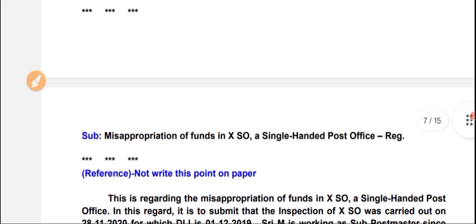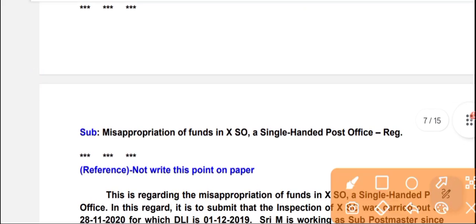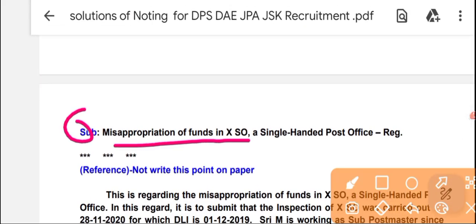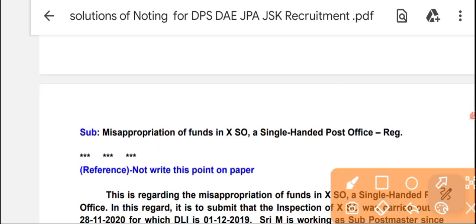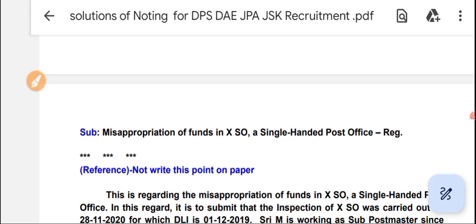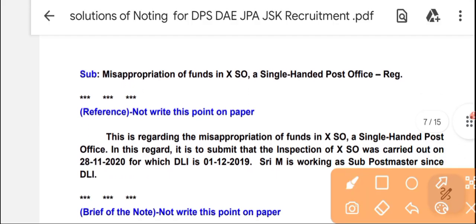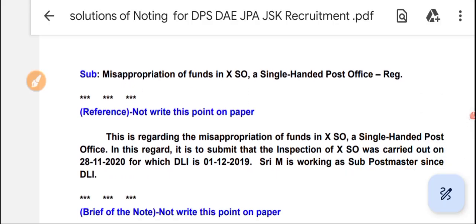Next topic will be the subject. Misappropriation of fund in an X sub office. You will write a shortcut by which you will get more marks. S.O. means sub office, in a single-handed post office regarding. Now next, you will take a line break, one line.